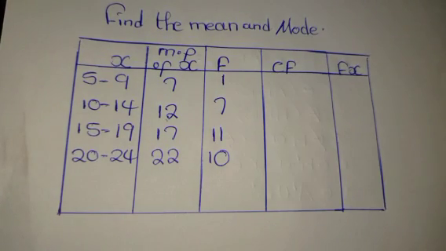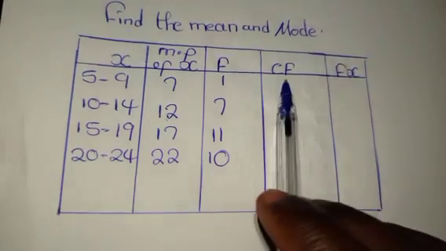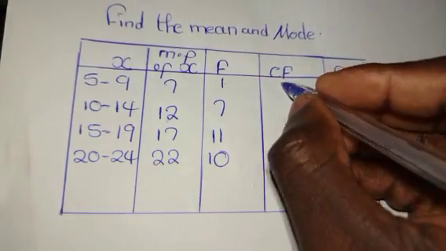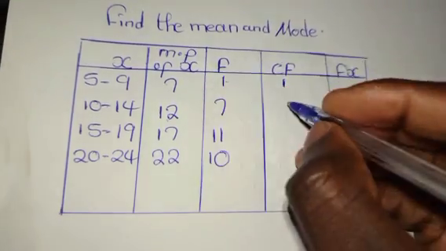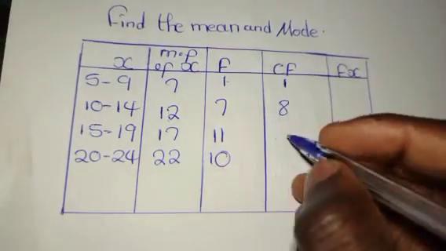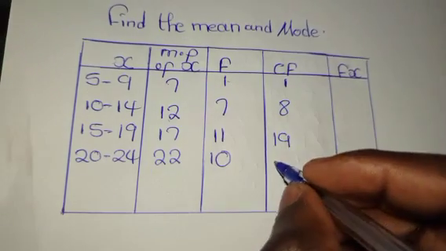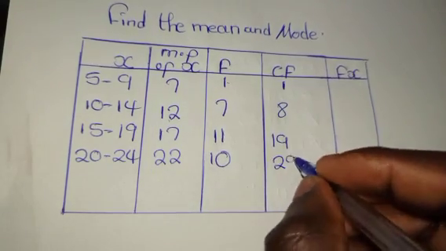Now that you have this data, this is what is referred to as the cumulative frequency, where the cumulative frequency of 1 is still 1. 1 plus 7 is 8. 8 plus 11 is 19. And 19 plus 10 is 29.